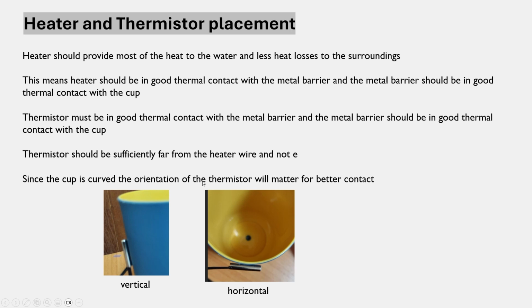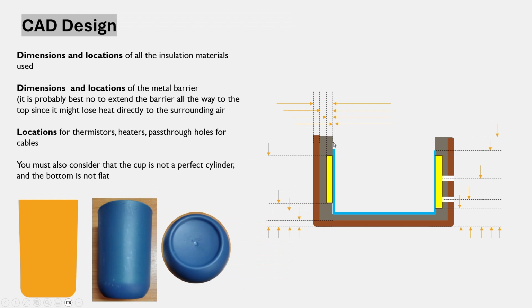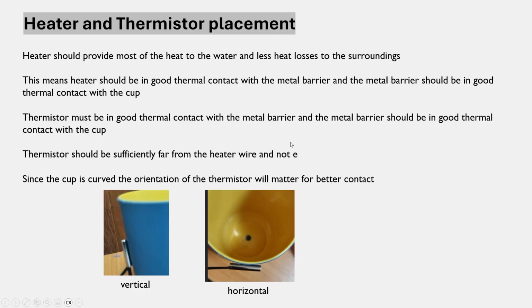Now, what did we mean by heater and thermistor placement? The goal was that the heater should provide most of the heat to the water and less of the heat should be lost to the surroundings. That would be a more optimal thermal design that optimizes the heat going to the water instead of losing it to the outside. This means the heater should be in good thermal contact with the metal barrier, and the metal barrier should be in good thermal contact with the cup. The metal barrier also shouldn't lose a lot of heat directly to the air, so stop it before it reaches the top, for example.